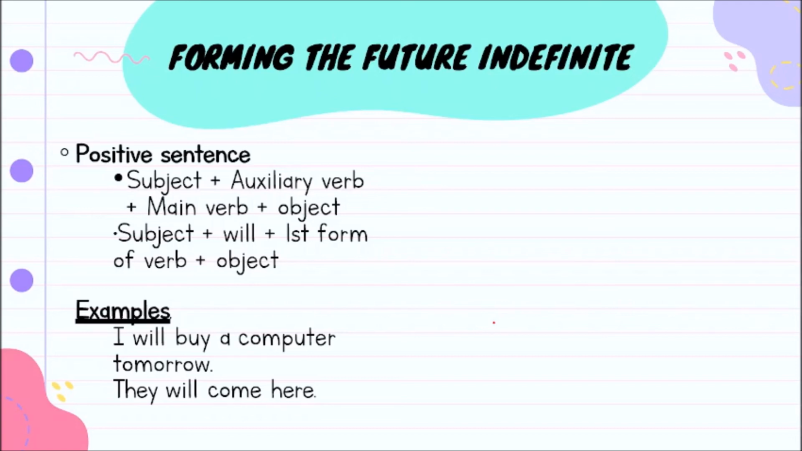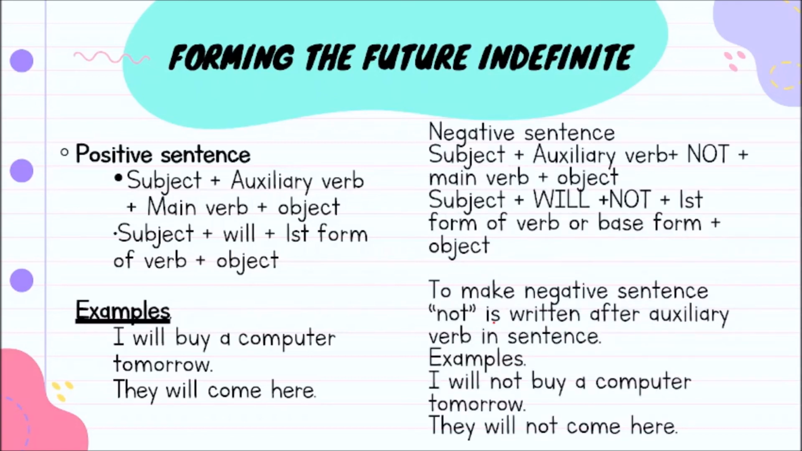They will come here. When forming a negative sentence, we have the subject plus auxiliary verb plus the word not plus the main verb plus the object. Subject plus will plus not plus first form of the verb or the base form plus the object. To make a negative sentence, not is written after the auxiliary verb in the sentence. Examples: I will not buy a computer tomorrow. They will not come here.